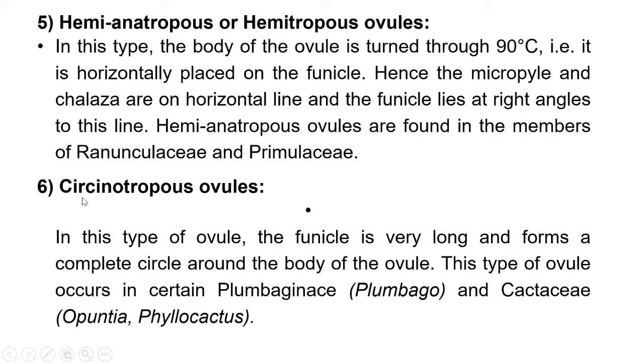And the last type of ovule is called circinotropous. In this type of ovule, the funiculus is very long and forms a complete circle around the body of the ovule. This type of ovule occurs in certain Plumbaginaceae, for example Plumbago, and another family Cactaceae, for example Opuntia and Phyllocactus.